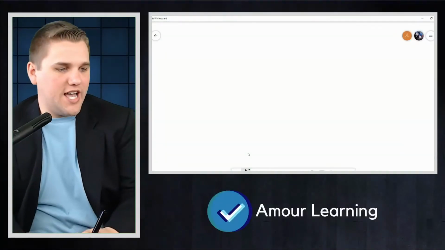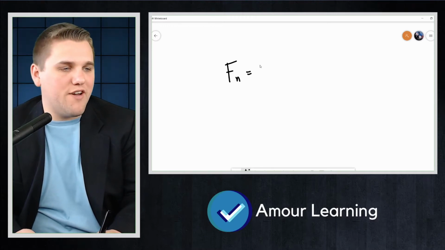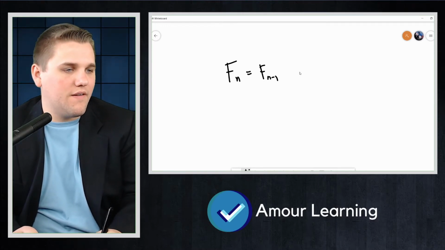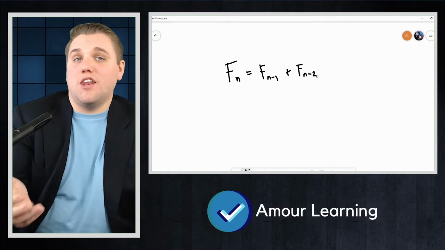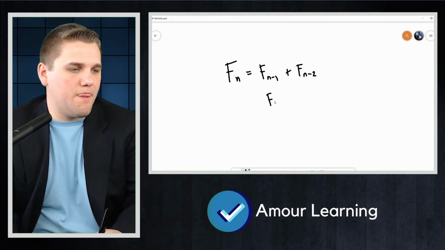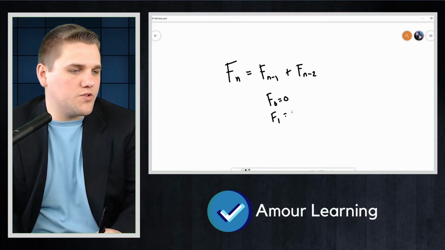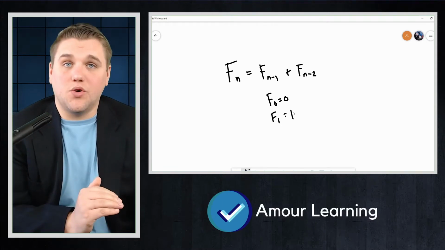Perhaps the most famous recurrence relation is the Fibonacci sequence, which says Fn equals Fn minus 1 plus Fn minus 2, which together with the initial conditions F0 equals 0 and F1 equals 1, defines the Fibonacci sequence.